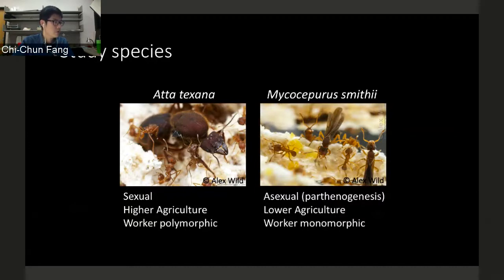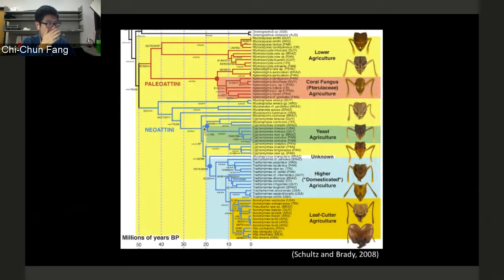And the second feature is if you go to the fields, you will figure out there are different sizes of the workers of Atta texana. There are some small workers, there are some big workers, but for M. smithi, there is no difference between worker size. Okay, they're almost identical. Well, they're clonal, right? They're asexual, and so does the size. It's pretty similar.